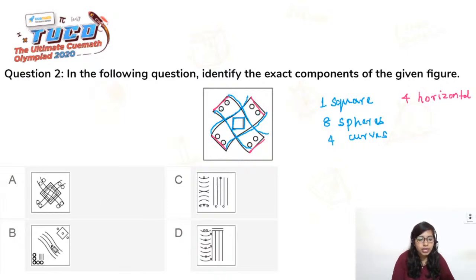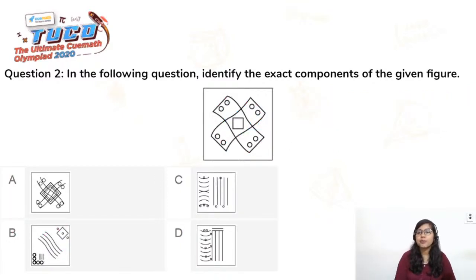In option B, let's check. We have one square. As you all can see, this is the square. And how many spheres do we have? 8. 1, 2, 3, 4, 5, 6, 7, 8. We do have 8 spheres. So this is done. Coming to the next one, 4 curves. 1, 2, 3, and 4. So we do have curves as well. And we do have the 4 horizontal lines as well, which is here. So option B is the right answer to this. Okay. Clear with such kind of questions, the approach?